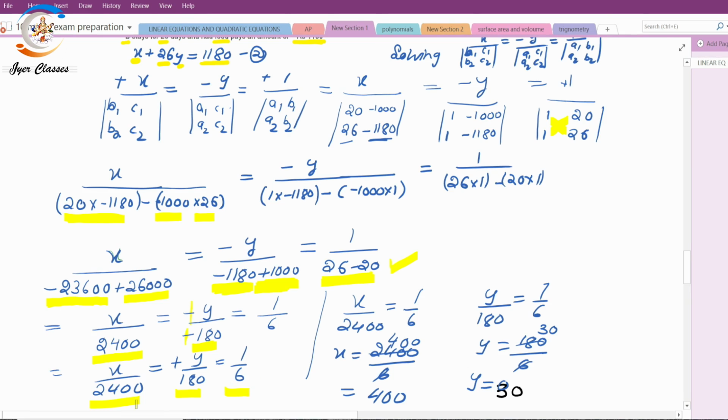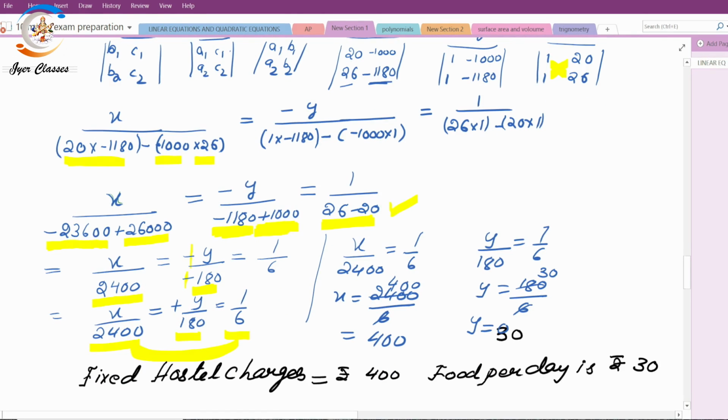We can take the first and the third values together here. So you will be getting X by 2400 is equal to 1 by 6. So X is equal to 400, and Y by 180 is equal to 1 by 6, which will give me Y is equal to 30. Right? Okay, so fixed hostel charge per month is rupees 400, and food per day is rupees 30. This is my solution.